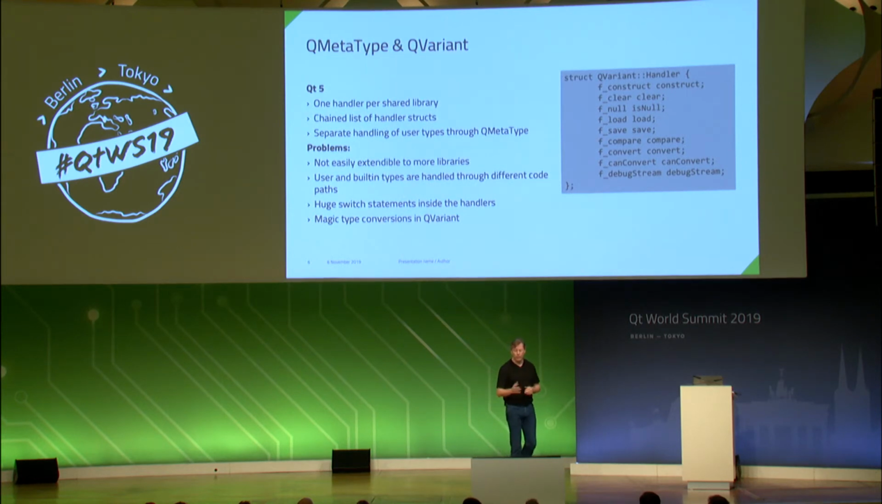Save them and load them from a data stream, compare them. And for that, we had a struct up there. You see that one QVariant handler. The problem was that struct, we had one per shared library, one in Qt Core, one in Qt GUI for the types that are defined in Qt GUI, one in Qt Widgets for the types that are defined in widgets. And we were chaining those handler structures and then trying to find the right one through a big switch statement. And any user-defined type was actually handled completely separately with a separate system through QMetaType.